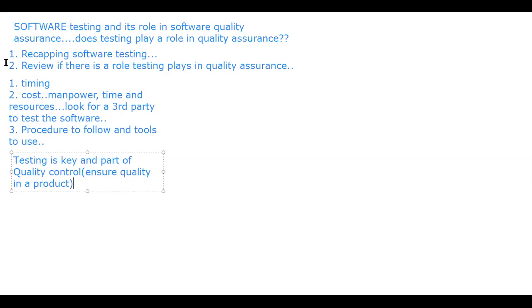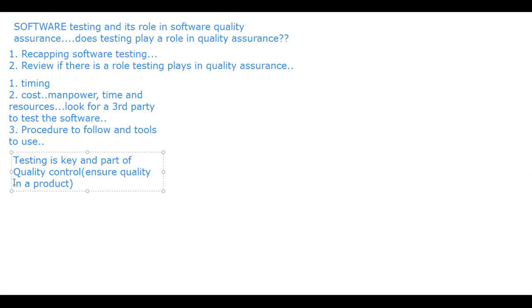So for me, testing does play a role in quality assurance. Though most people will try and downplay it and say no, but it does. And we shall be seeing how it does it. So one thing we have to be assured of is that quality control becomes software testing. So what are the activities? As I remember, I said that testing is a key part of quality control. And we basically know what quality control is.